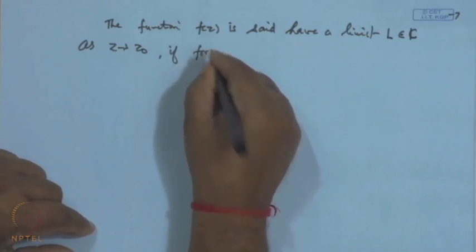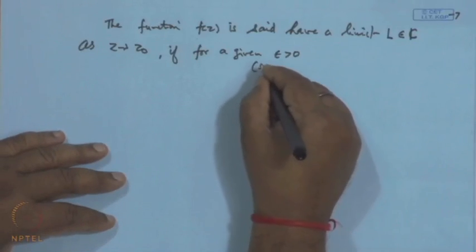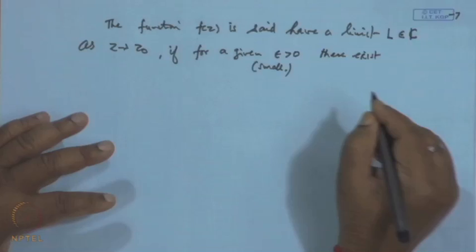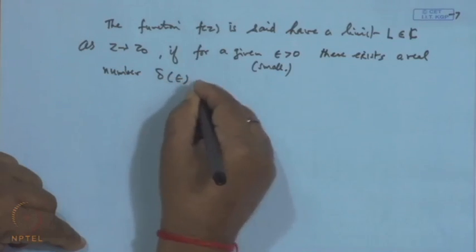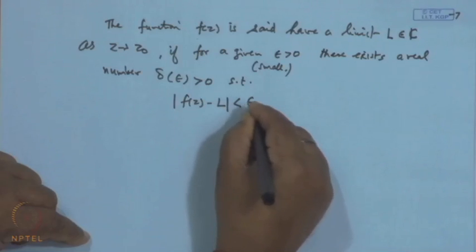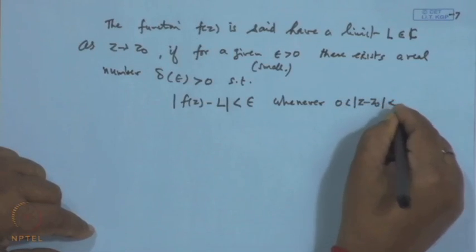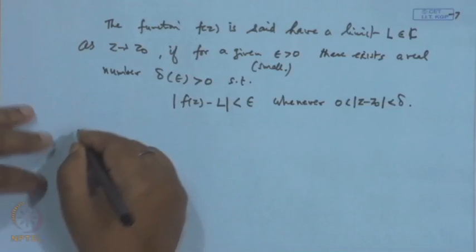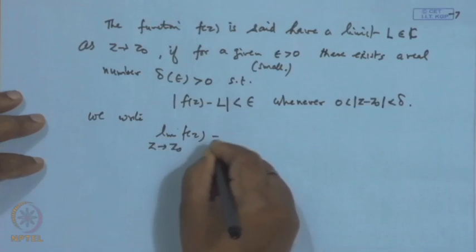if for a given positive number epsilon greater than 0, howsoever small it may be, there exists a real number delta, depending on epsilon, such that modulus of f(z) minus L is less than epsilon whenever 0 is less than mod z minus z naught less than delta, where L is finite. And we write this as the limit of the function f(z) when z tends to z naught is L, where L is finite.